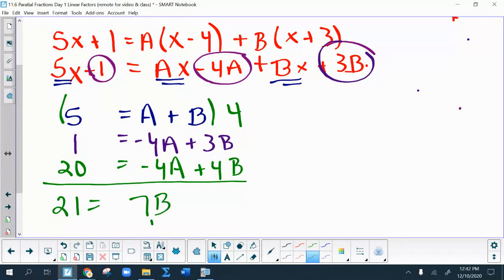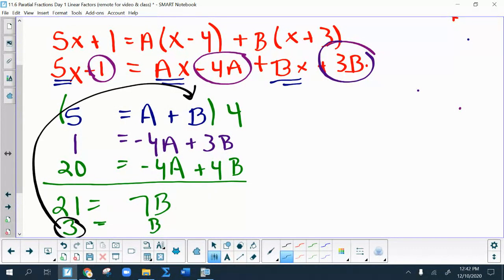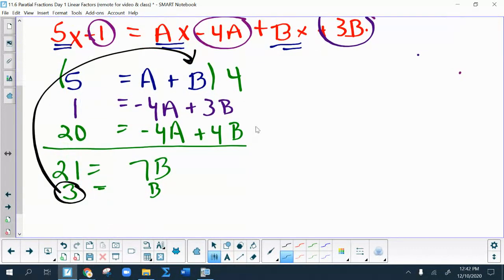So I get 21 equals 7b, which means b equals 3. And then I just take that 3 and I substitute it for b up here. And so I have 5 equals a plus 3, which must mean that a equals 2.